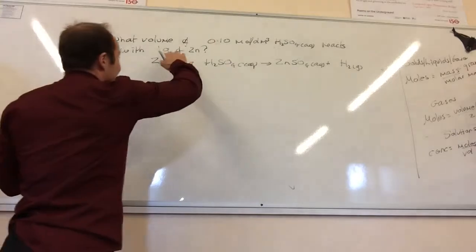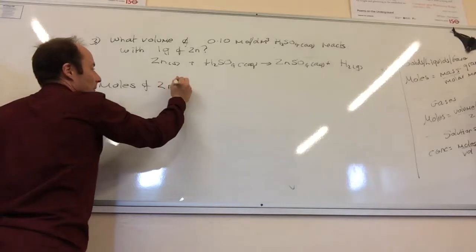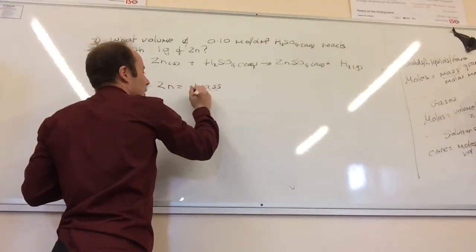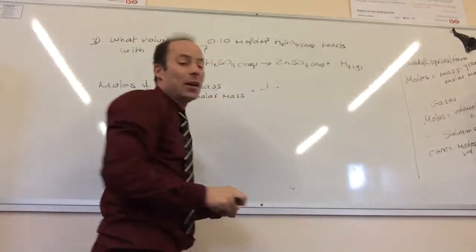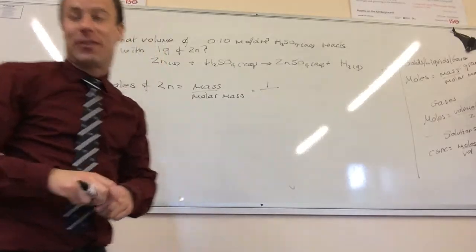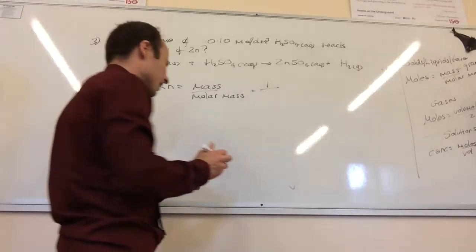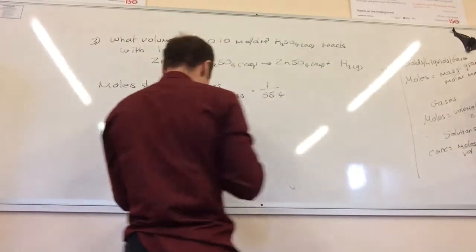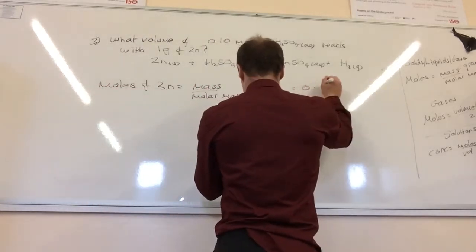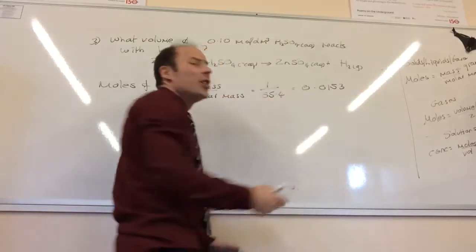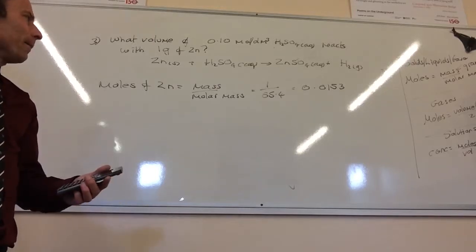I'll start with this one. They've given me a mass of zinc. So you always find the moles of something. So moles of zinc equals mass over molar mass, which is 1 divided by the molar mass of zinc. Can someone check their periodic table for me for the molar mass of zinc? Brill, 65.4. So 1 divided by 65.4 gives me 0.0153. Notice I keep to 3 significant figures. I'm not going to round up dramatically.